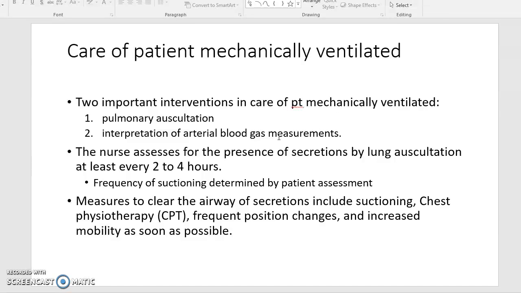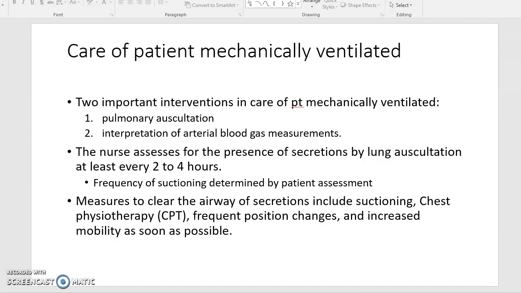The nurse assesses for the presence of secretions by lung auscultation at least every 2 to 4 hours. Frequency of suctioning is determined by patient assessment. So what does that mean? That means that if somebody is constantly coughing up secretions, or there are lots of secretions, you want to suction based on how much they are secreting. It's not normal to have lots of secretions every 1 to 2 hours. So you wouldn't typically be suctioning somebody every 1 to 2 hours, but in some cases you would, based on their illness.